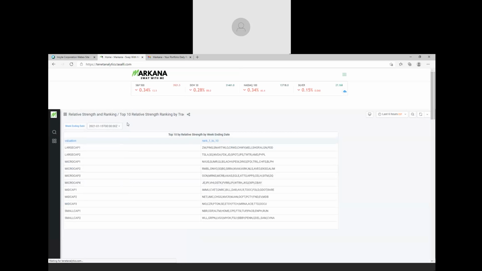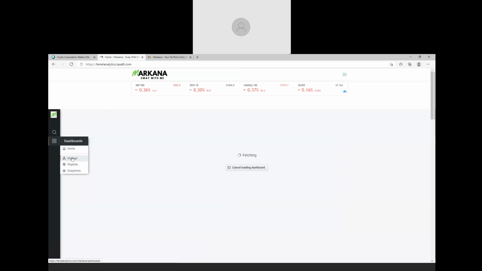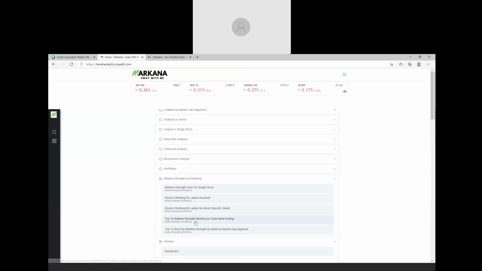So let's say I'm not sure why this is not showing as of last week, but here it is showing you the top 10 stocks for each market cap for that particular weekend as the best performing stocks in that segment. So this report will give you that information, and you can go back and pick any week, and it will give you across all the market cap what are the top 10. And if you want to see only a particular market cap, you can go back to this other report.